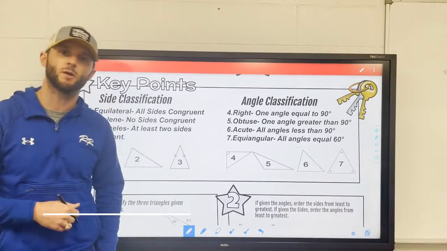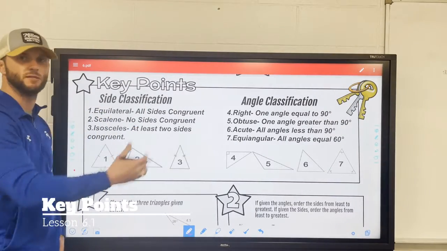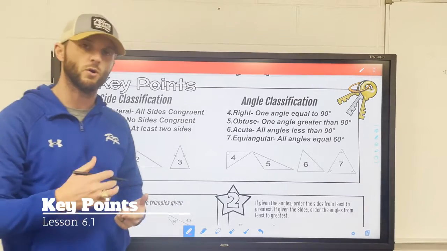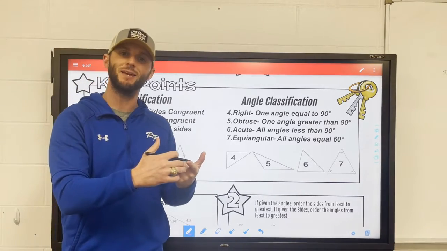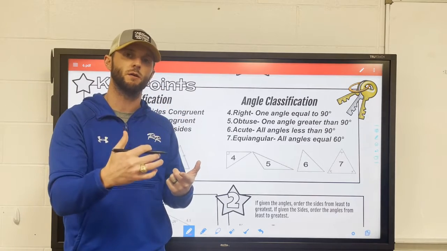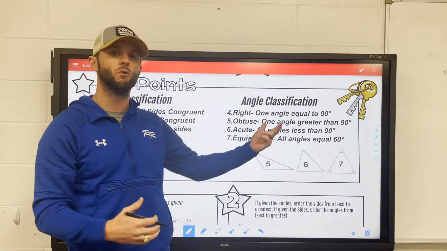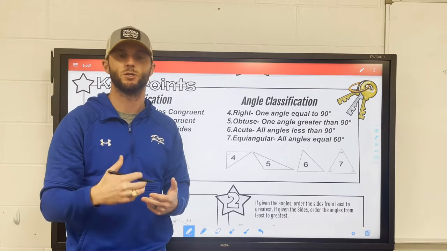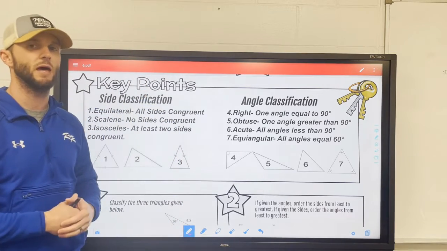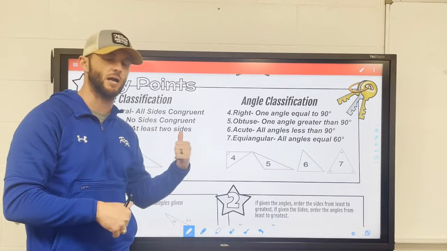All right, so the first thing we're going to look at is the key points part of this. The way that you are going to classify triangles is by looking at either their side lengths and how they compare to each other, or you're going to be looking at the angle classification and how the angles relate to each other as well. So the first thing we're going to look at is our side classification.